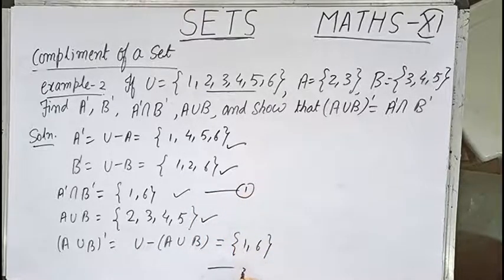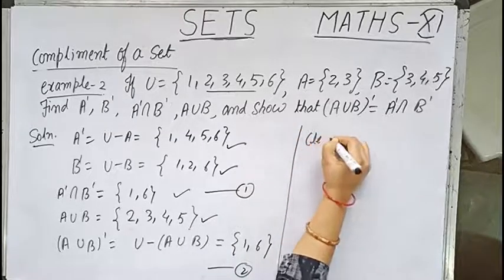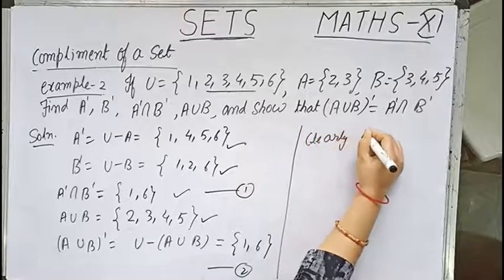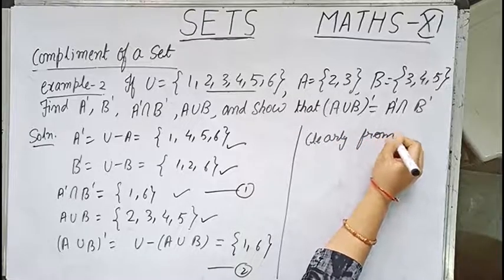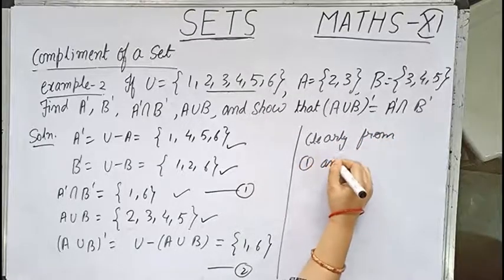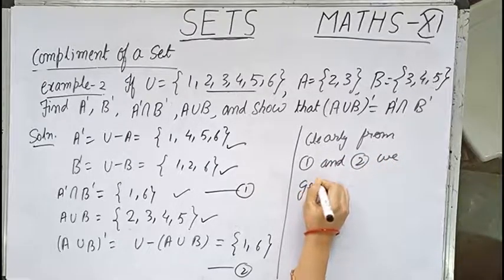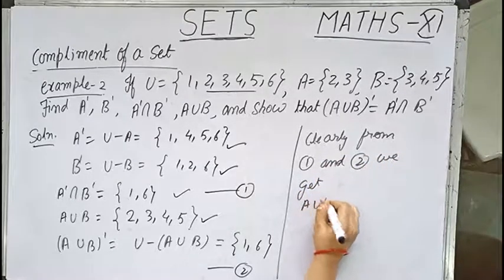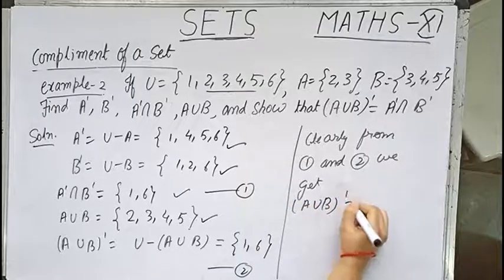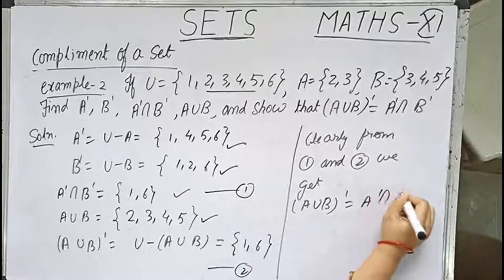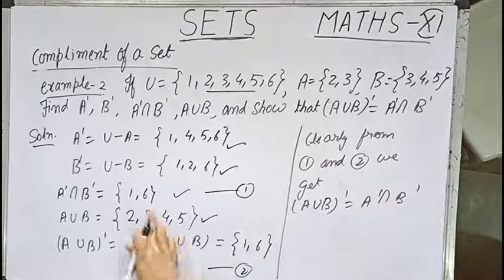Clearly from 1 and 2 we get A union B whole complement equals A complement intersection B complement, because their value is both the set containing 1, 6.